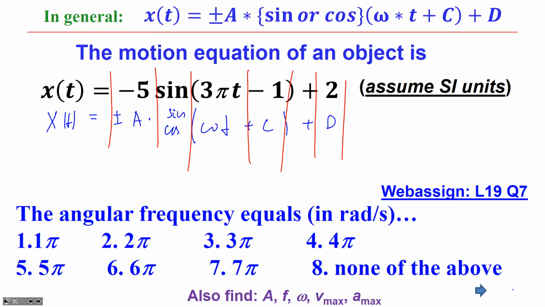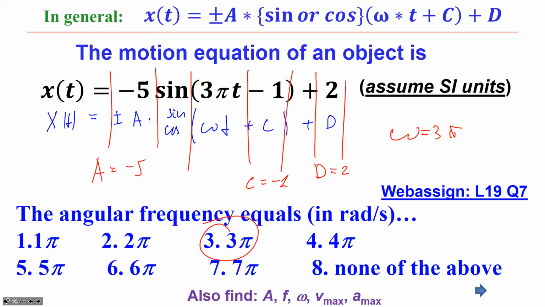This is what our match tells us. Our match tells A should be equal to -5, D should be equal to 2, C should be equal to -1, and omega should be equal to, survey says, 3 pi. That is correct. This is just a matching problem. We use our eyes and ability to match things, nothing else.